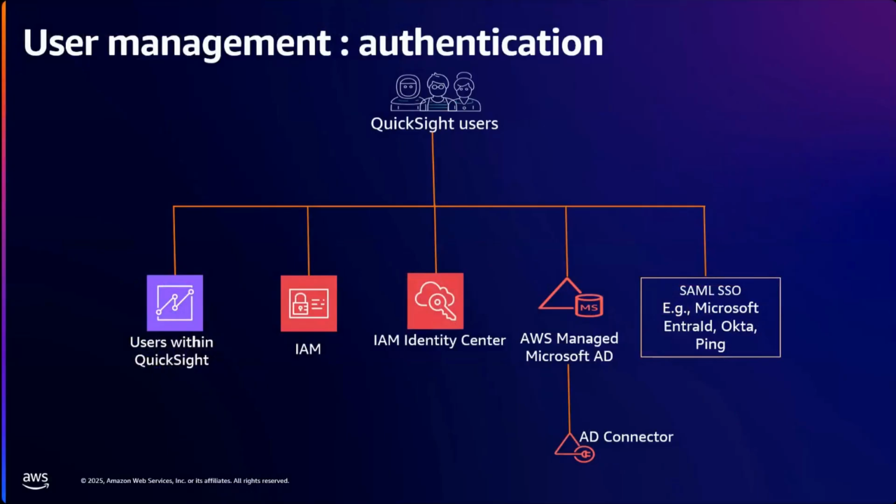We also support AWS managed Microsoft Active Directory using the AD connector. Or if you have your own IDP, you can use SAML single sign-on, whether it's Okta or Ping Federate. You can bring in your own IDP and connect it with QuickSight through federation.